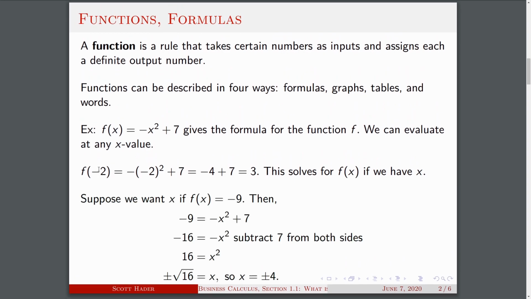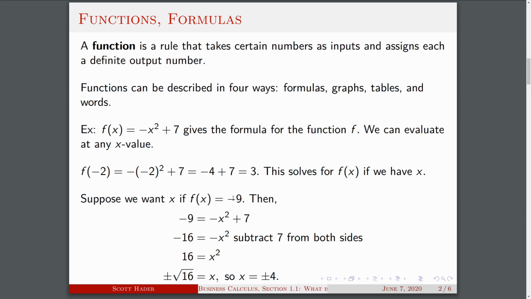But what if we want the x value when we know the y value? So this is the opposite. And this is the other kind of thing that you're asked a lot. So what if we know the y value is minus 9? By the way, instead of saying f of x, I say y a lot because the function of x gives us the y value. That's what would go on the y-axis, right? The vertical axis.